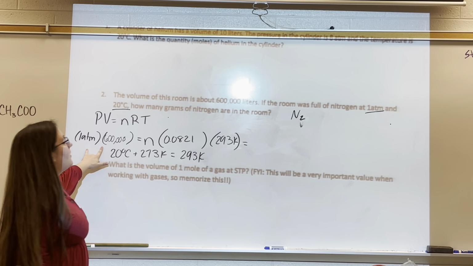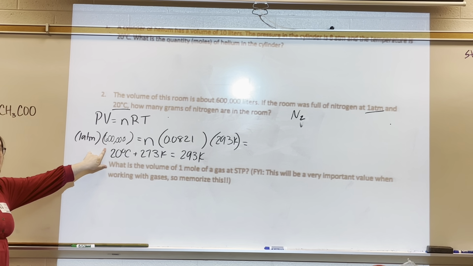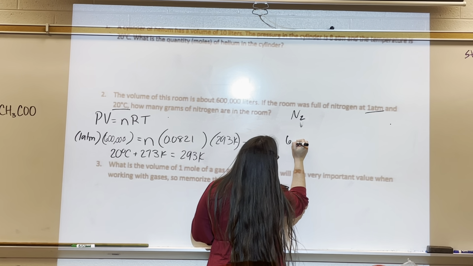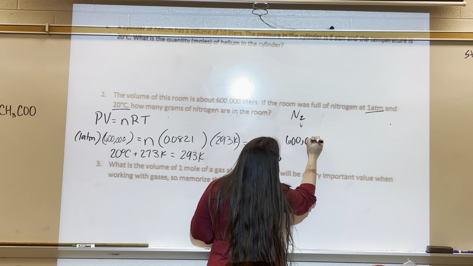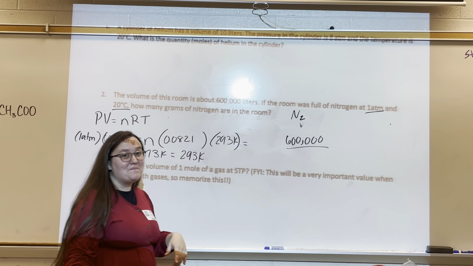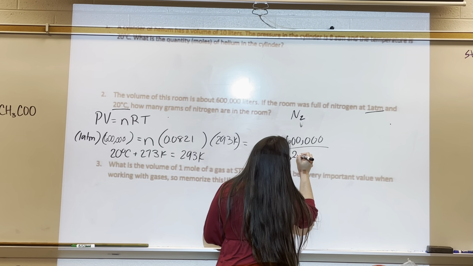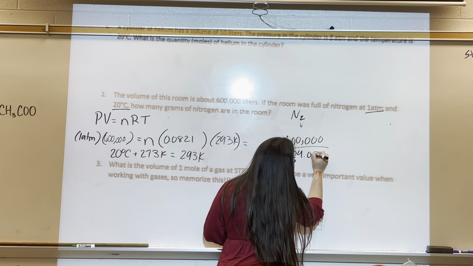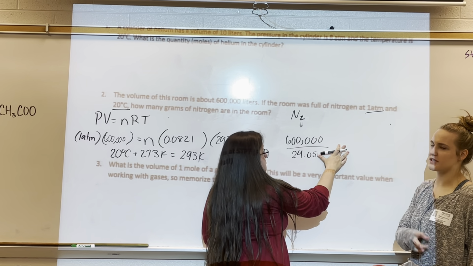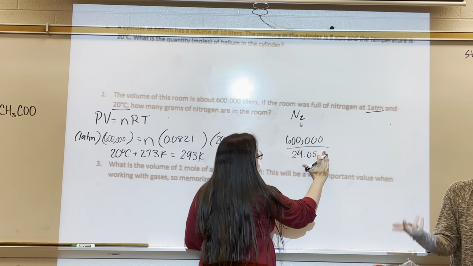Okay, so what did we get for our PV side, our pressure and our volume side? 600,000. 600,000. Okay, say that one more time. 24.0553. Yeah, so for this, we're just going to round it to two decimals, so just 24.06 is good.